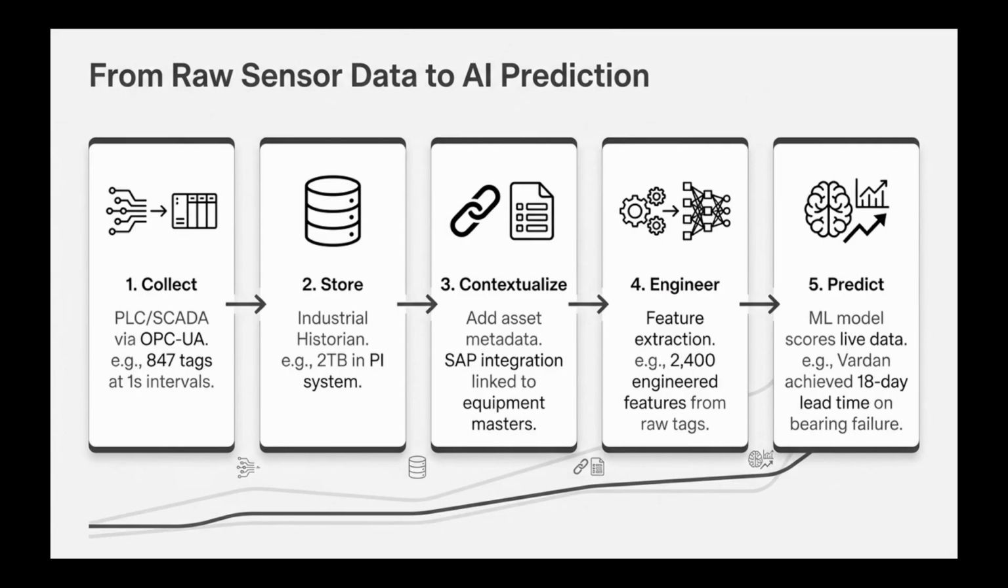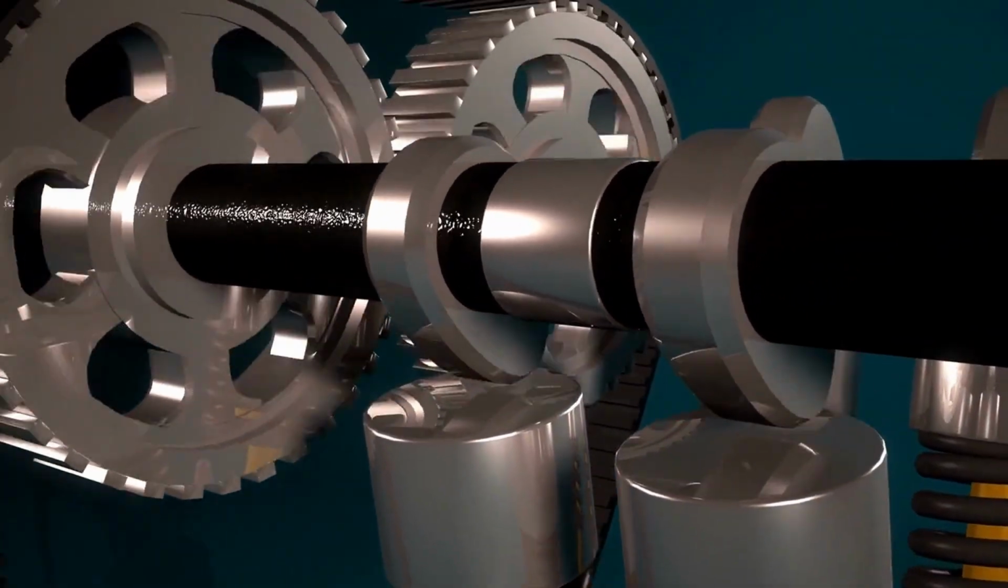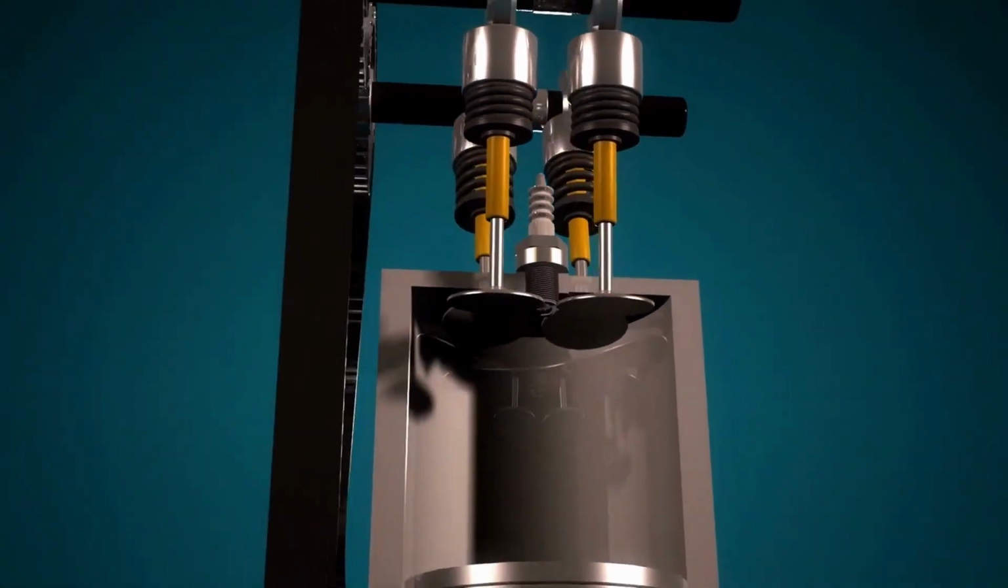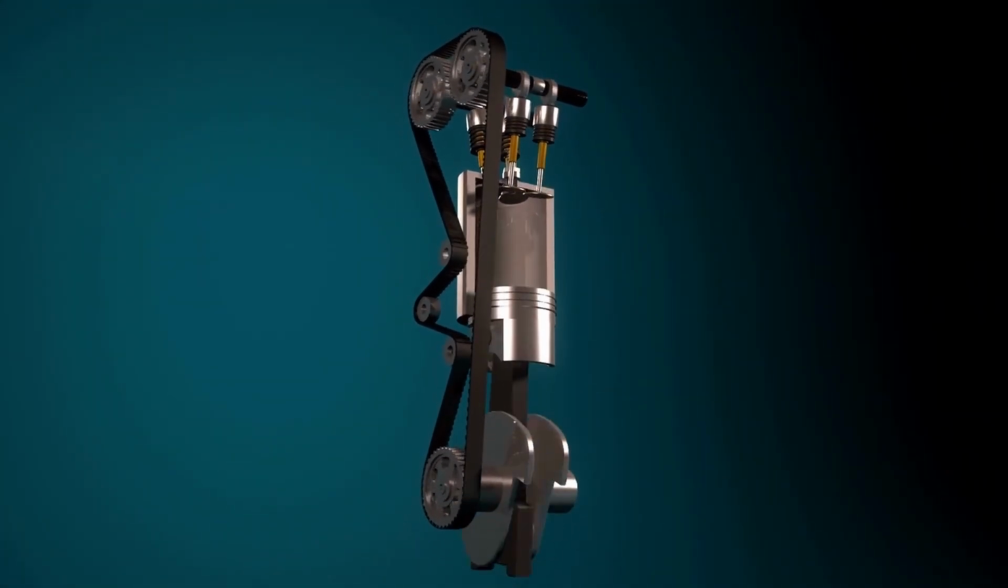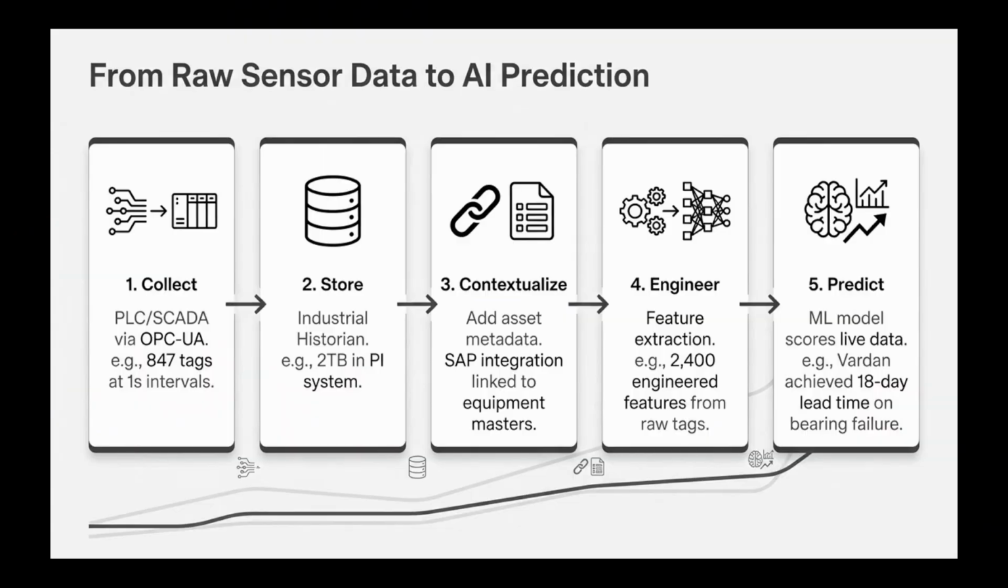There are 5 stages. I will use the Vardhan line as an example, a line 3 motor. The physical world meets the digital world. Your PLC or SCADA reads sensor values, vibration, temperature, pressure, current via an OPC-UA gateway. Vardhan had 847 tags across 8 lines reading at 1 second intervals. Every second, nearly 1,000 data points. That's the raw material.